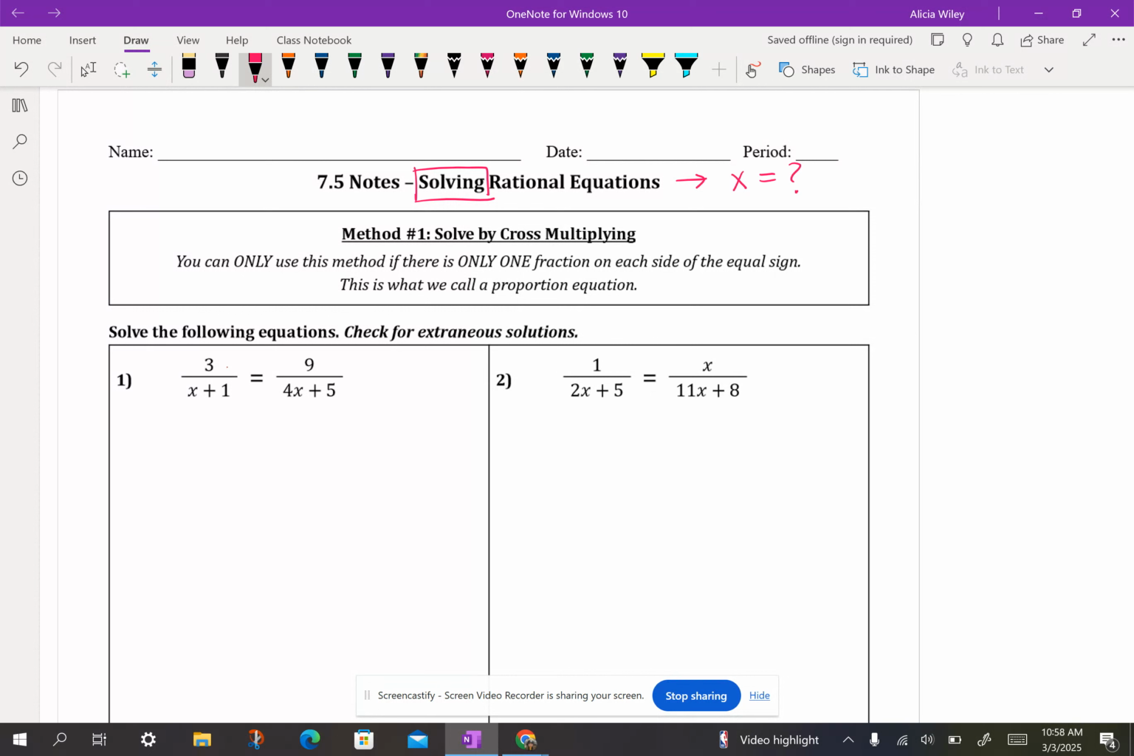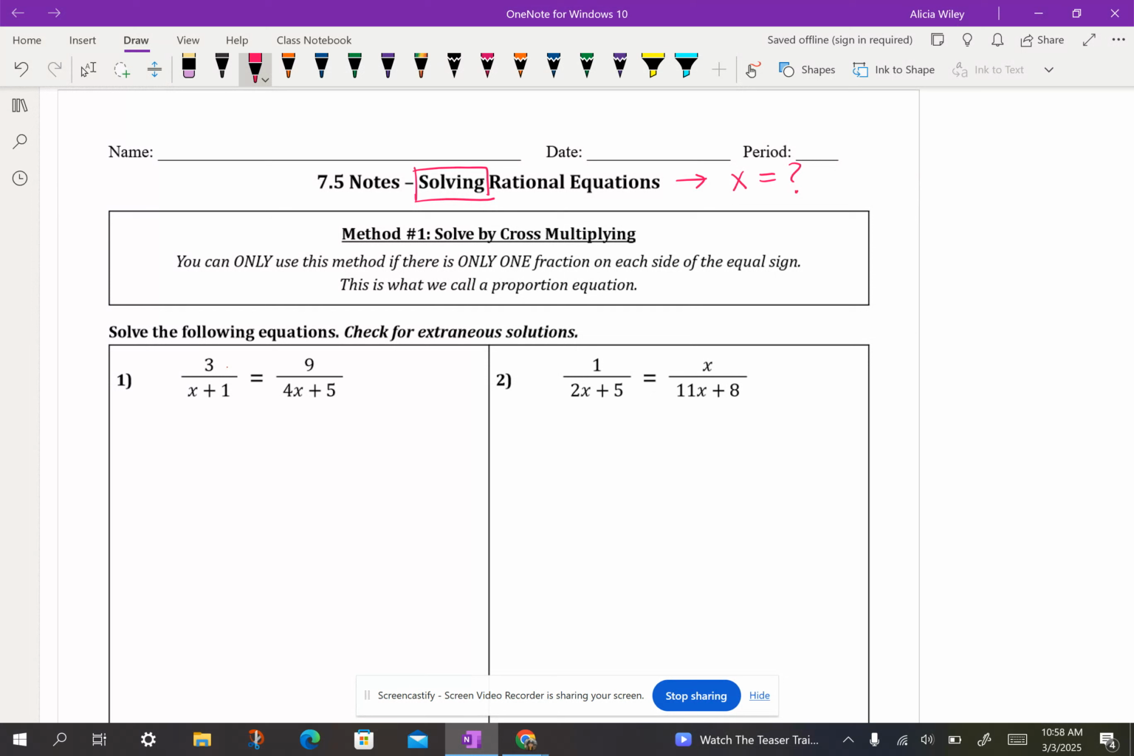Before we were just simplifying and they were all expressions. There were no equal signs. We were simplifying, adding, subtracting, multiplying, dividing. Now we are solving equations that have fractions containing polynomials, so these rationals. There are two methods we're going to talk about, and the way the problem looks is going to depend on which method you can or will use.